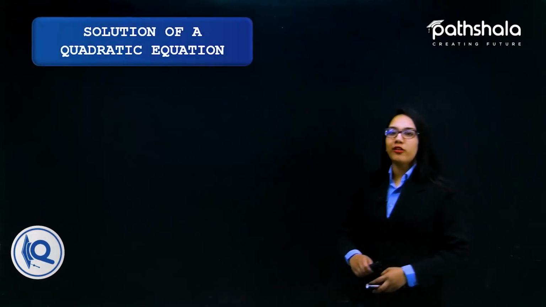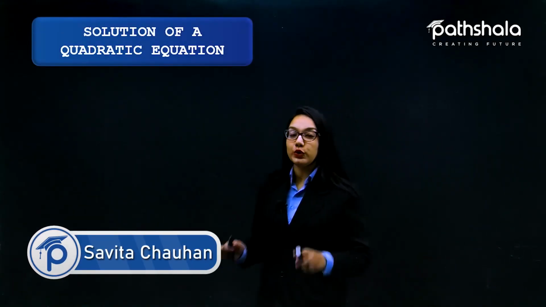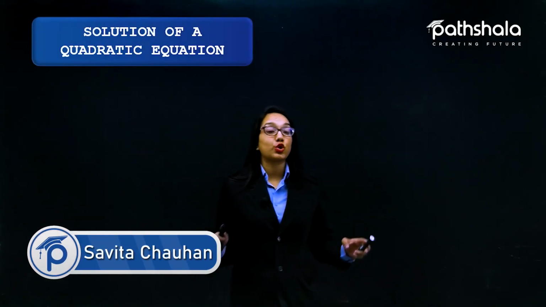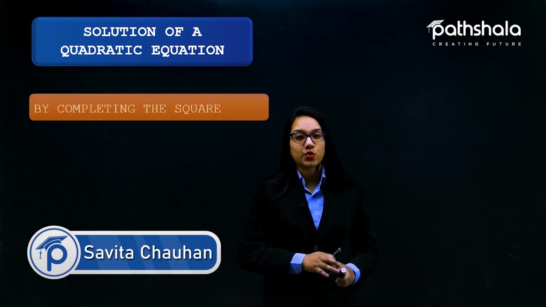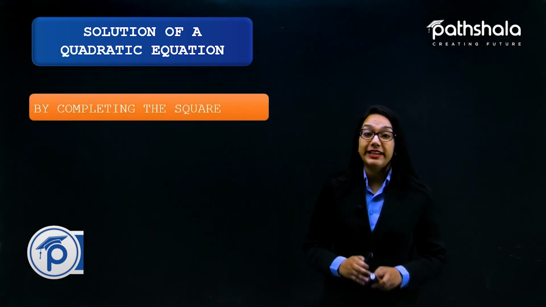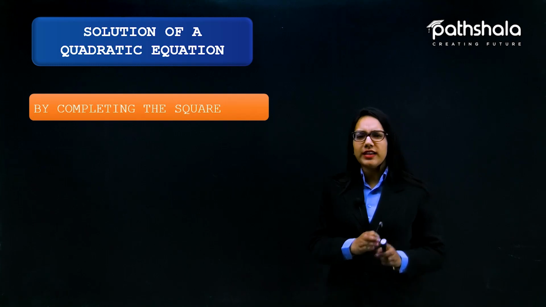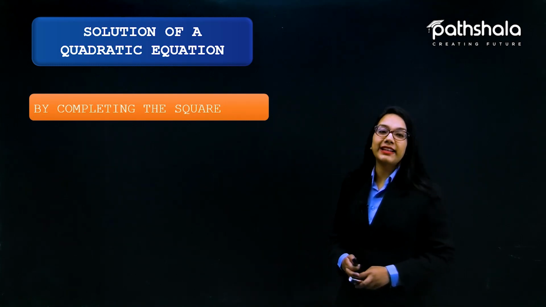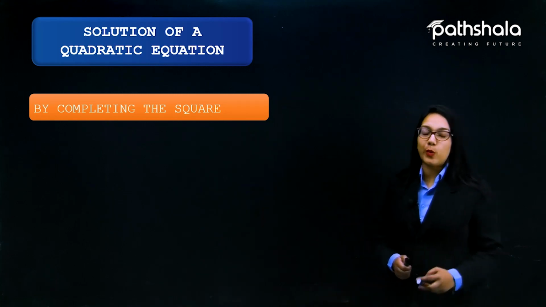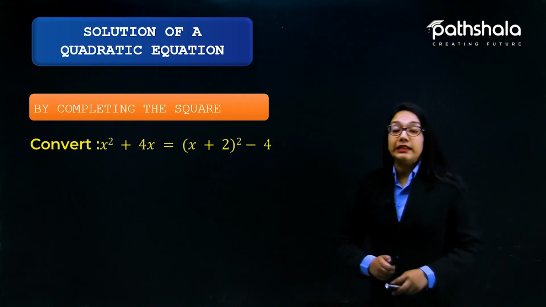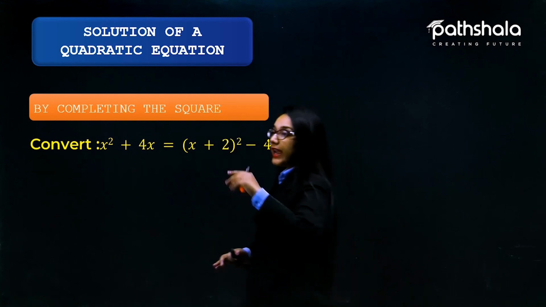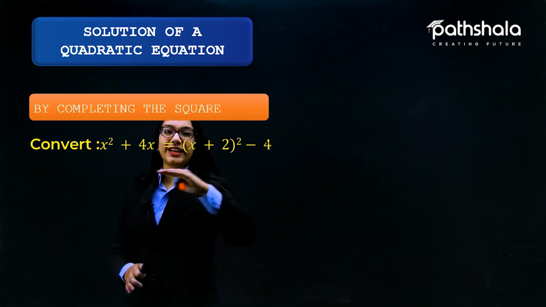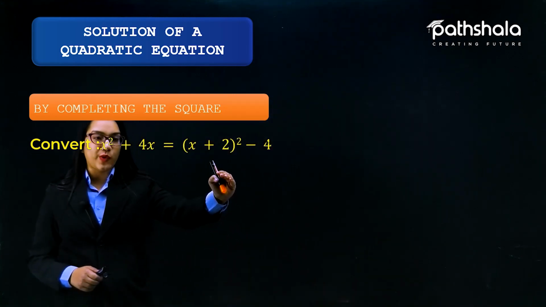So let's just move on further and talk about the solution of a quadratic equation through the second method, which is called completing the square. So what is the meaning of finding the solution by completing the square? First of all, let us suppose I am talking about a question where we have to convert x square plus 4x into the formation of (x plus 2) whole square minus 4.